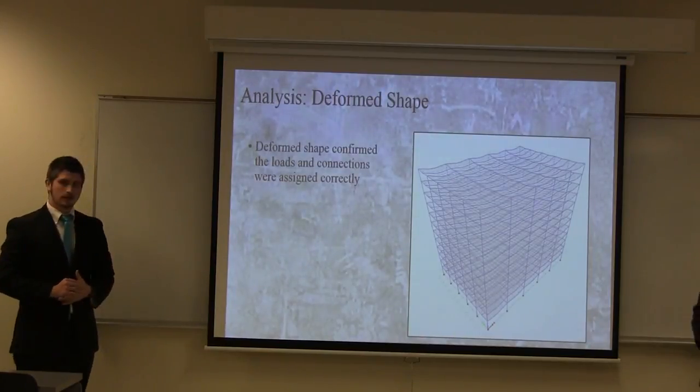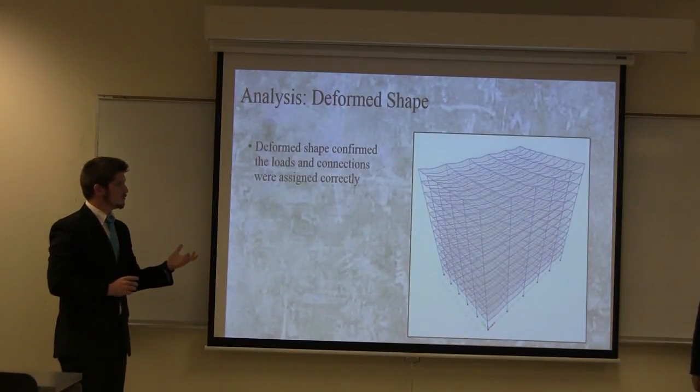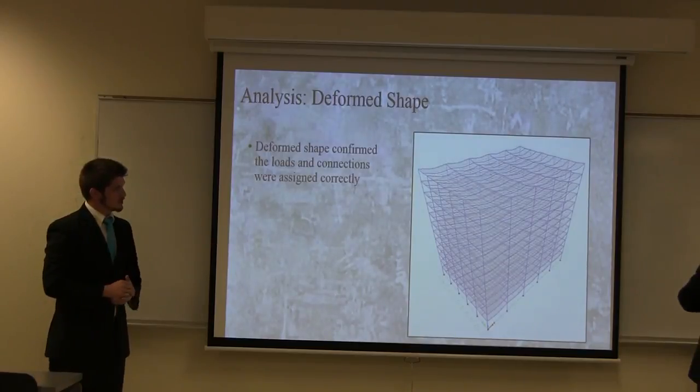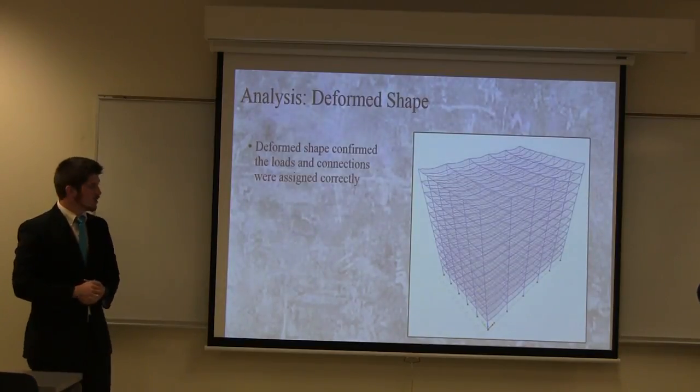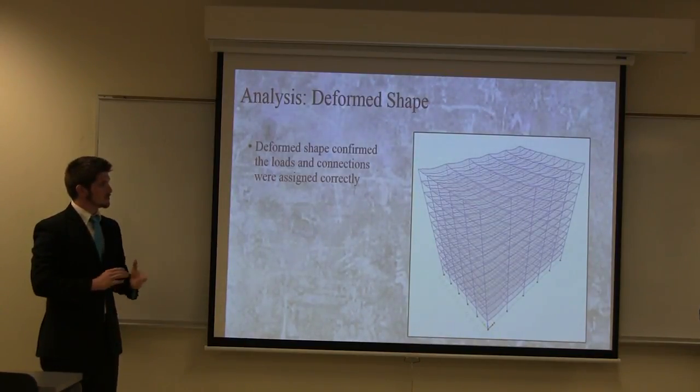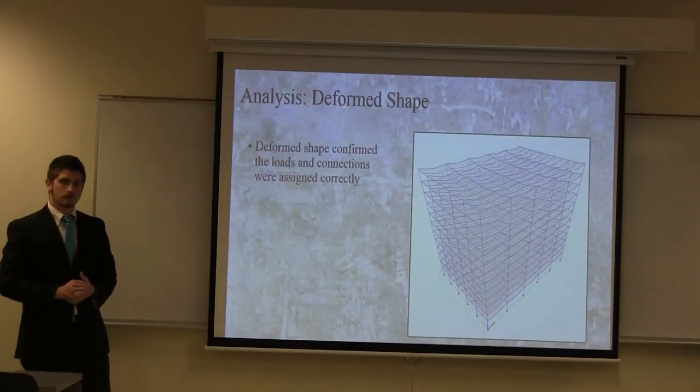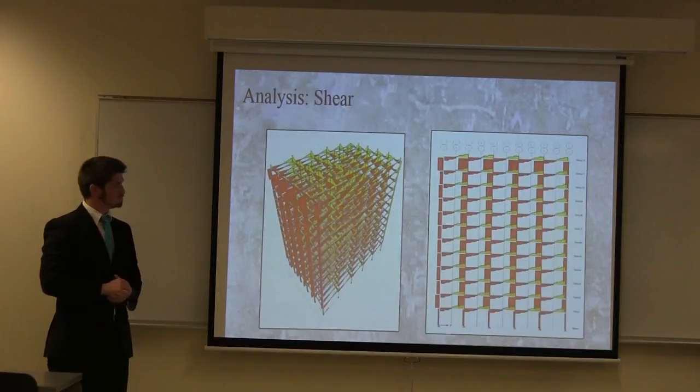Then we ran the analysis. And from the analysis, we got the deformed shape. The deformed shape shows us nice one-way slab action. So we know that everything was assigned correctly. We had all continuous beams and one-way slabs.